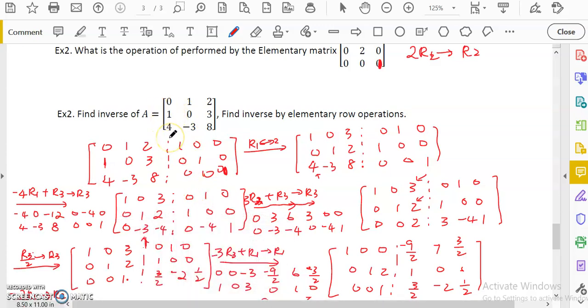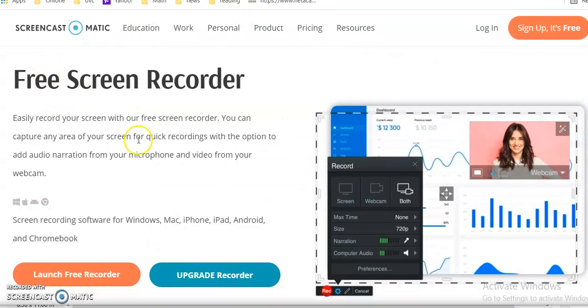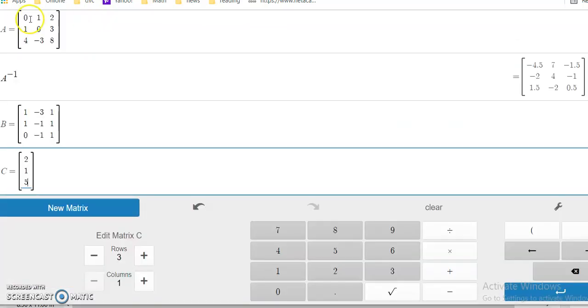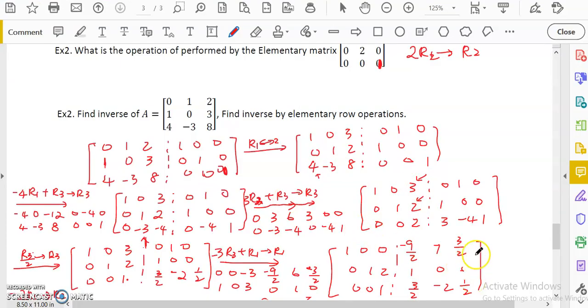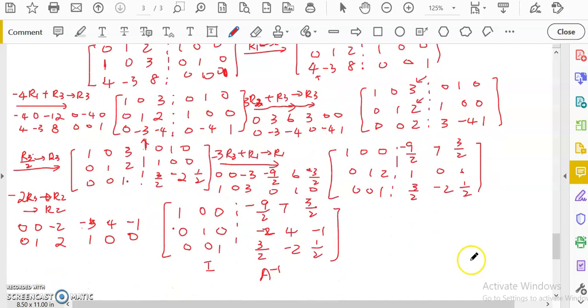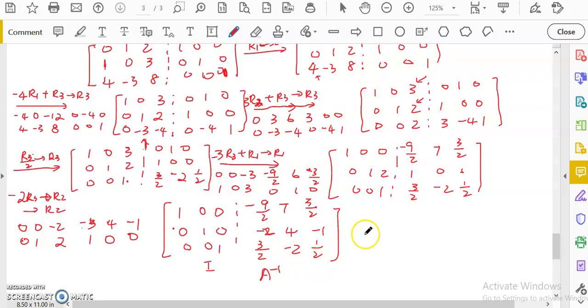So let's try 0, 1, 4, 1, 0, negative 3, 2, 3, 8. So A inverse is negative 9 over 2, 7, negative 3 over 2. Oh, this is a negative. I copied it wrong, right? Is it a negative? Negative 9 over 2. Oh, say negative 3 over 2. 3 over 2, negative 2, 1 half.